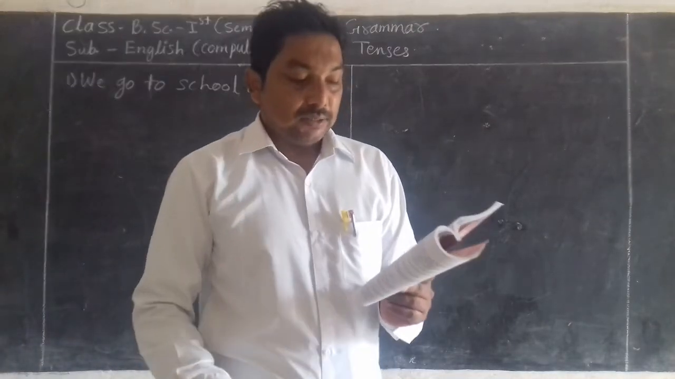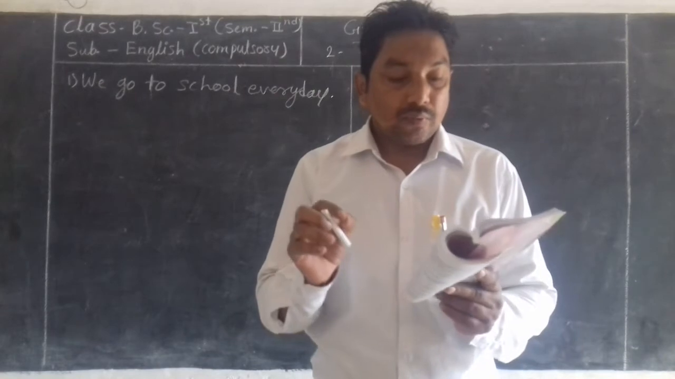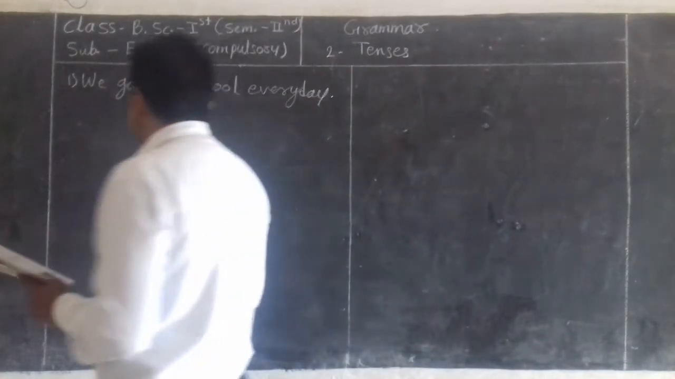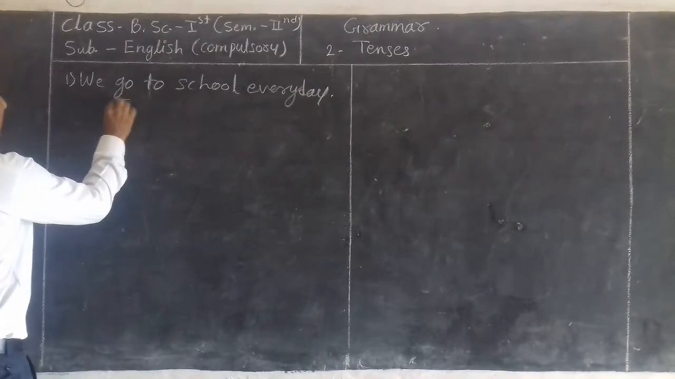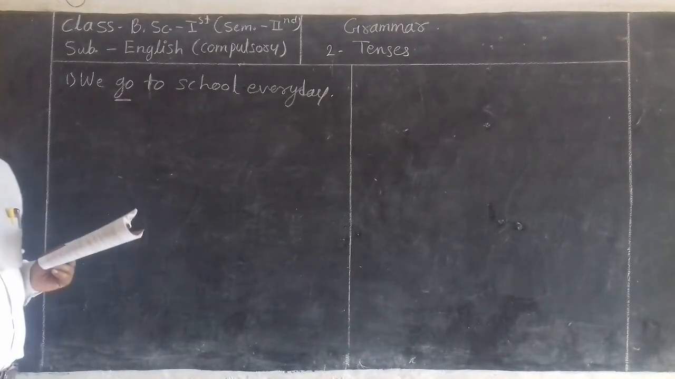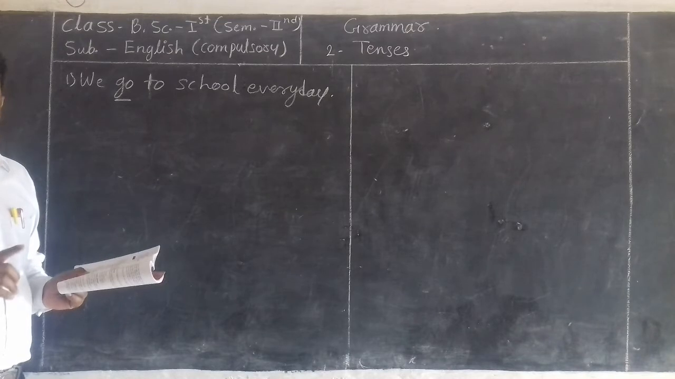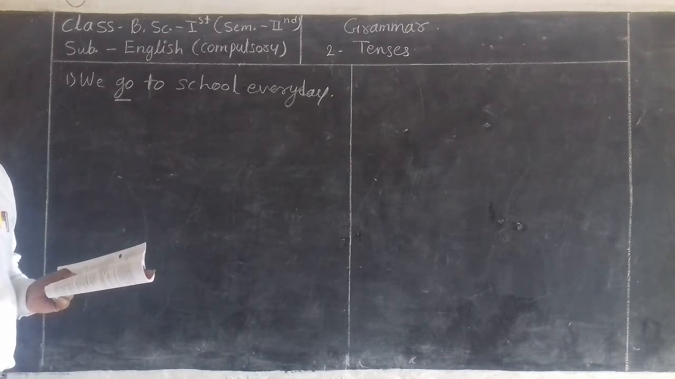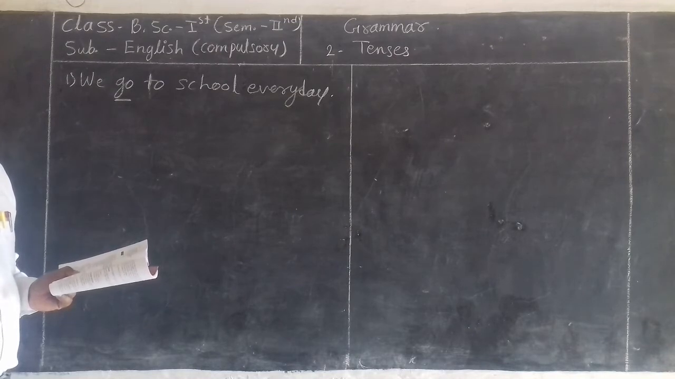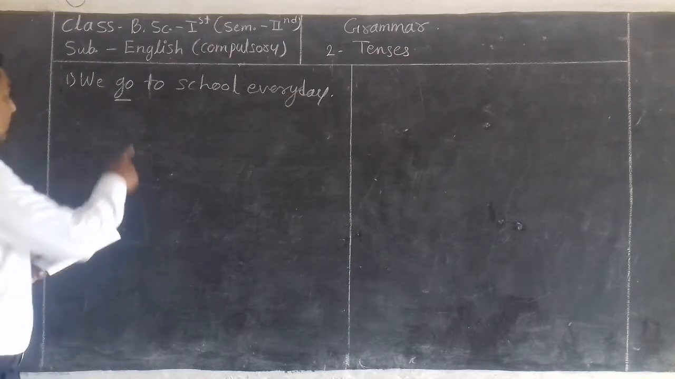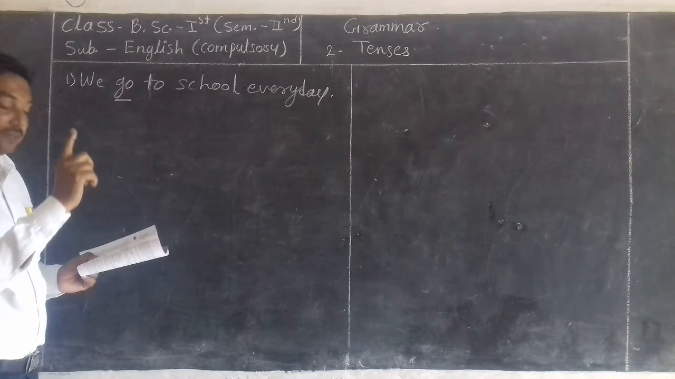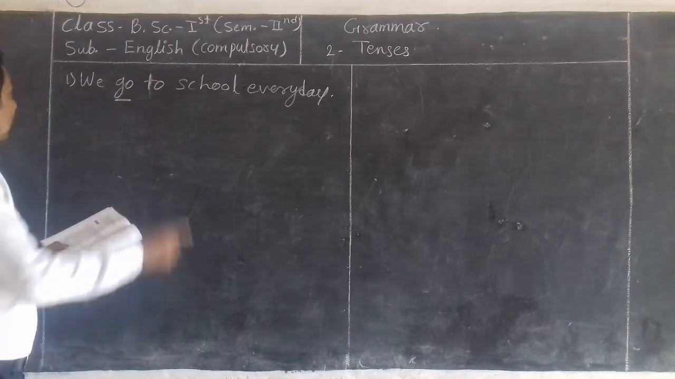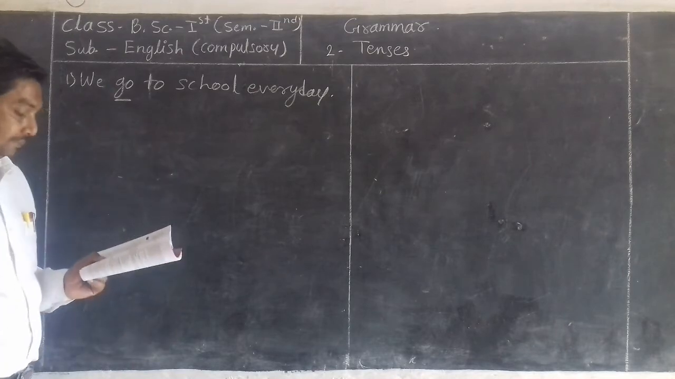So in this sentence, the present tense form of go indicates an action taking place at the present time. In this tense, the verb go is in the present form. It means the first form of the verb, the present form of the verb. So the first form of the verb indicates present tense. It means something happening in the present time. We go to school every day.